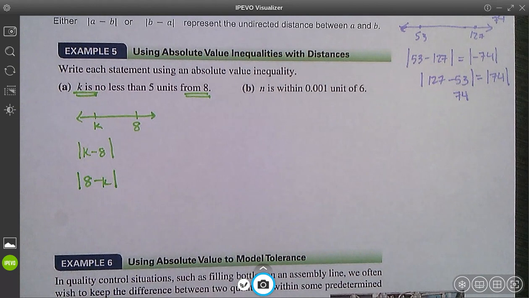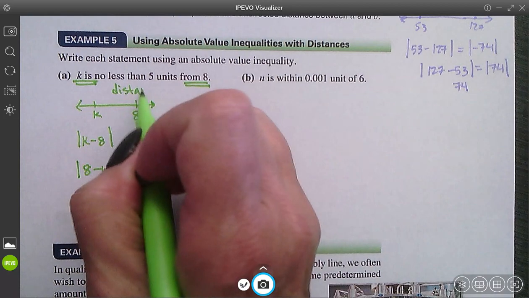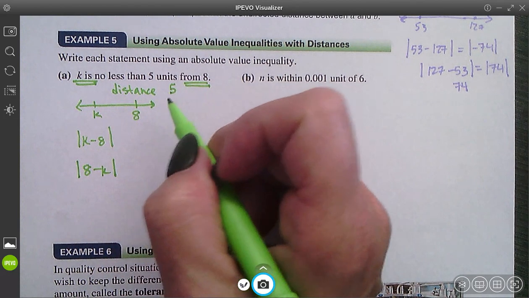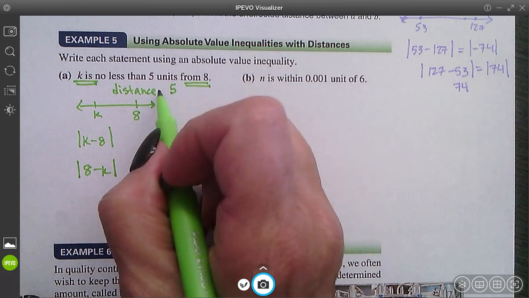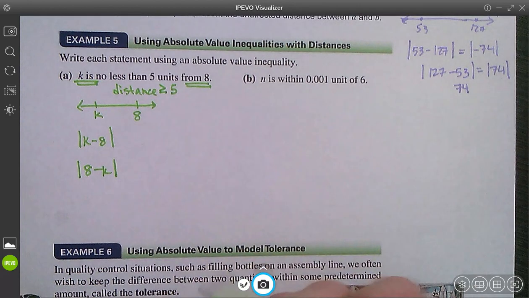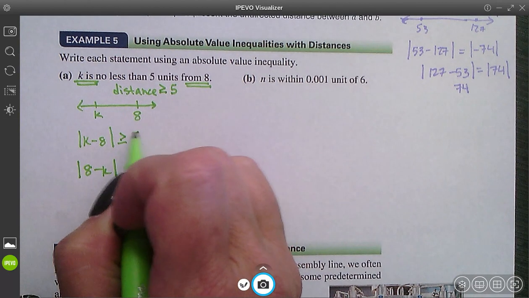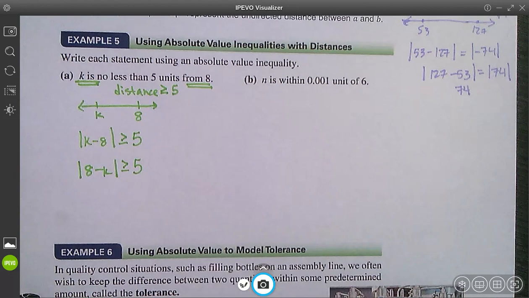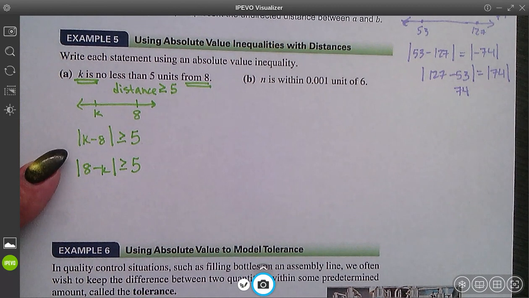Either way, I want that distance to be no less than 5 units. So it could be 5 units, or it could be more than 5 units. So I want it to be no less than 5 units, so equal to or bigger than 5 units. So either way, I have the absolute value of k minus 8 is greater than or equal to 5, or the absolute value of 8 minus k is greater than or equal to 5. Either one of those is going to give me the correct expression to represent that sentence.